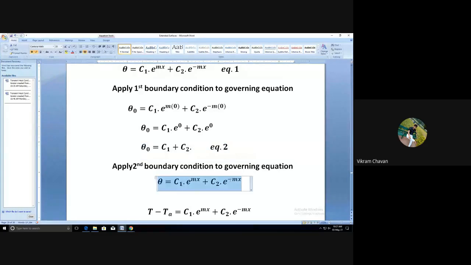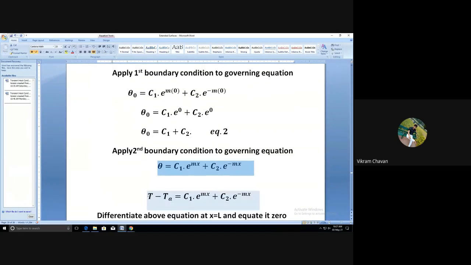The governing equation is theta is equal to c1 multiplied by e raised to mx plus c2 multiplied by e raised to minus mx, where theta is nothing but T minus Ta. We have to put the theta value as T minus Ta is equal to c1 e raised to mx plus c2 e raised to minus mx. From this equation, we have to derive dT divided by dx. To determine it, we have to differentiate the governing equation with respect to x.